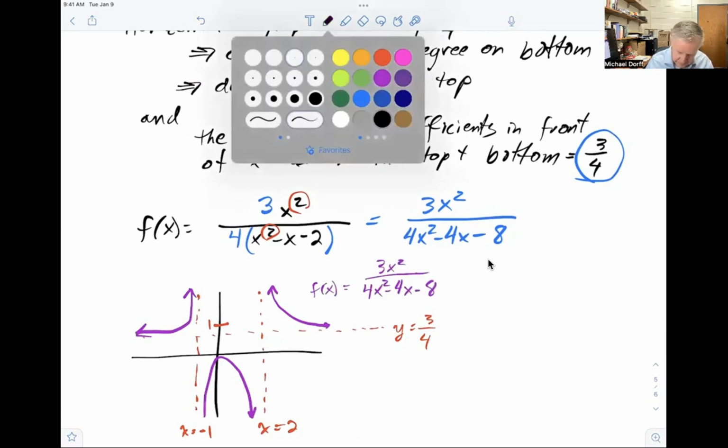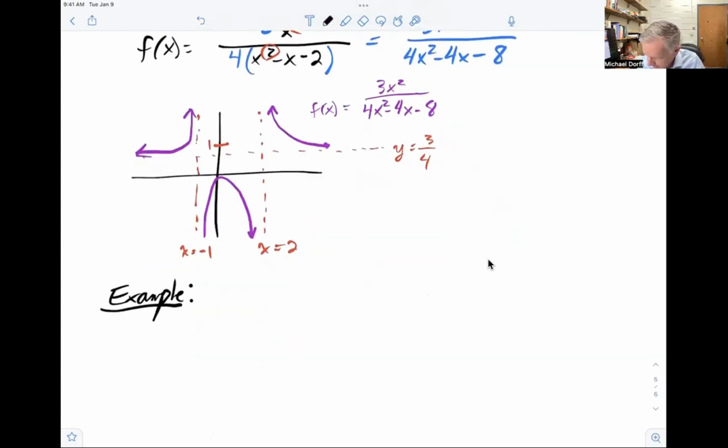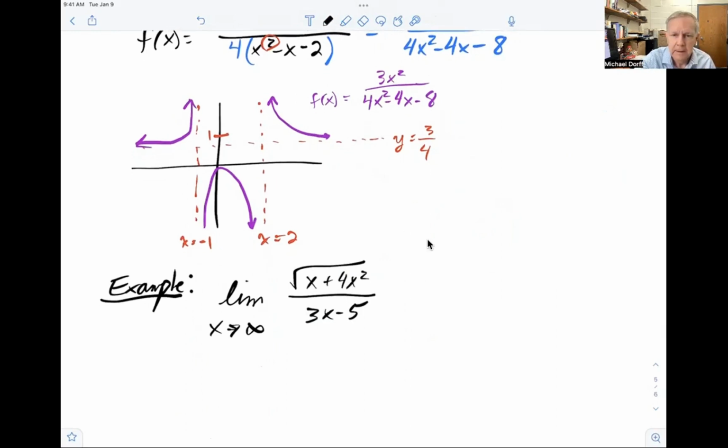Let's do another example. Let's see which example I want to do here. Do this one here. This is going to be a different one than we've been able to do so far. All right, so before we had a polynomial on the top and a polynomial on the bottom. Here we don't have a polynomial on the top because we have a square root. What's the degree on the top?